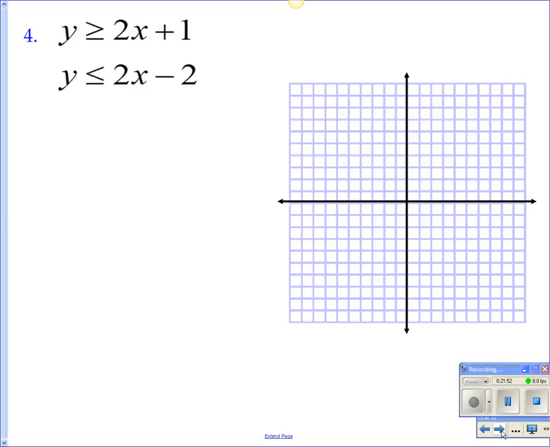All right, number 4. Colton, help me graph the first one. You go up 2. Which one's my y-intercept? Oh, no, you go up 1. And then up 2. And then over 1. Solid or dotted? Solid. Shade above or below?